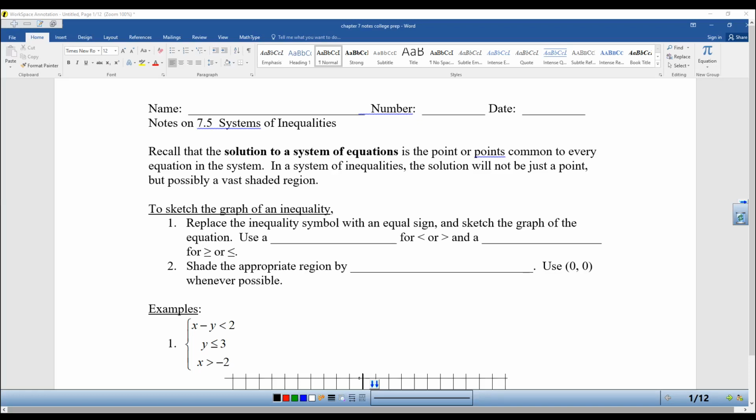Hello, everyone, and welcome to Precalculus. This is section 7.5, Systems of Inequalities.